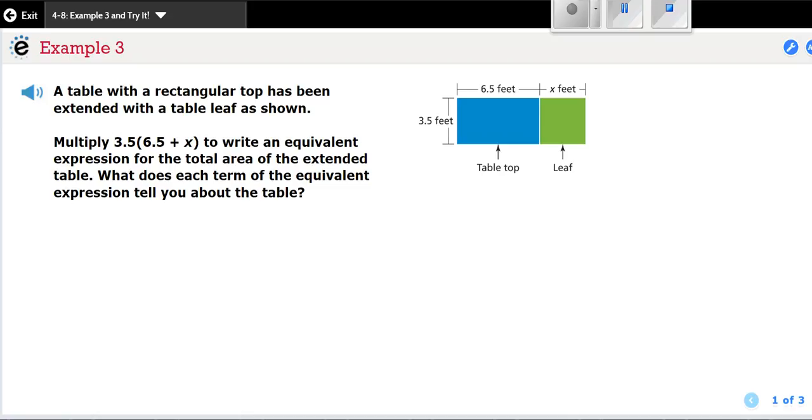All right, welcome to topic 4-8. As you can see on the screen, we're on example 3 already. So if you didn't realize example 2 had a video pre-created, go ahead and go back and do that.